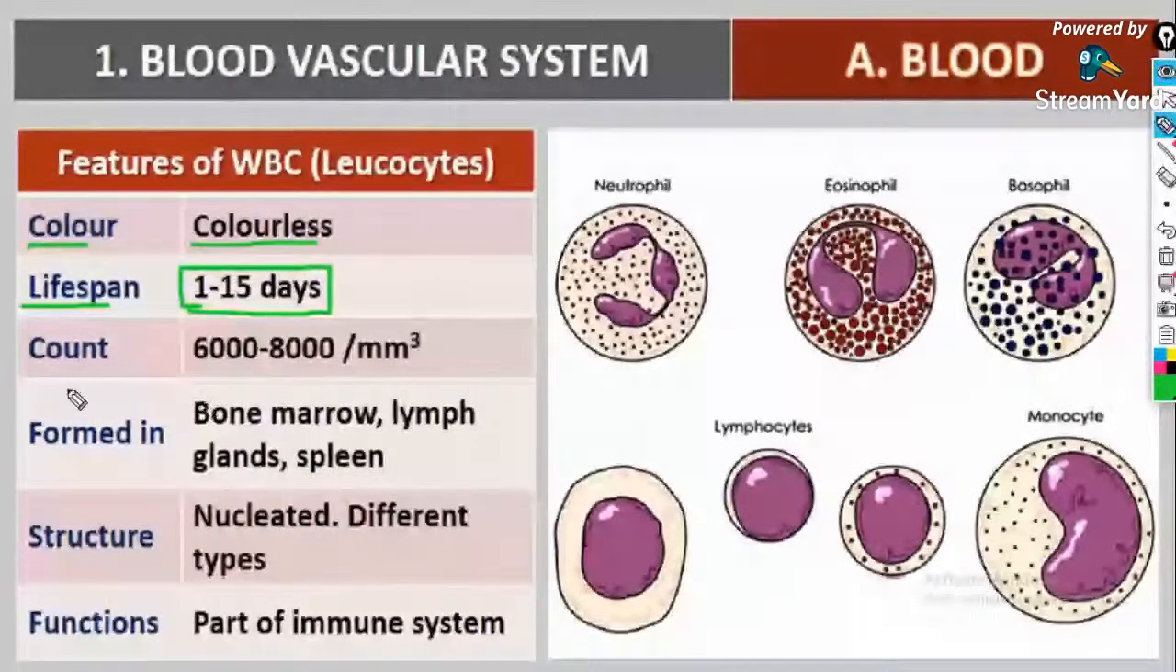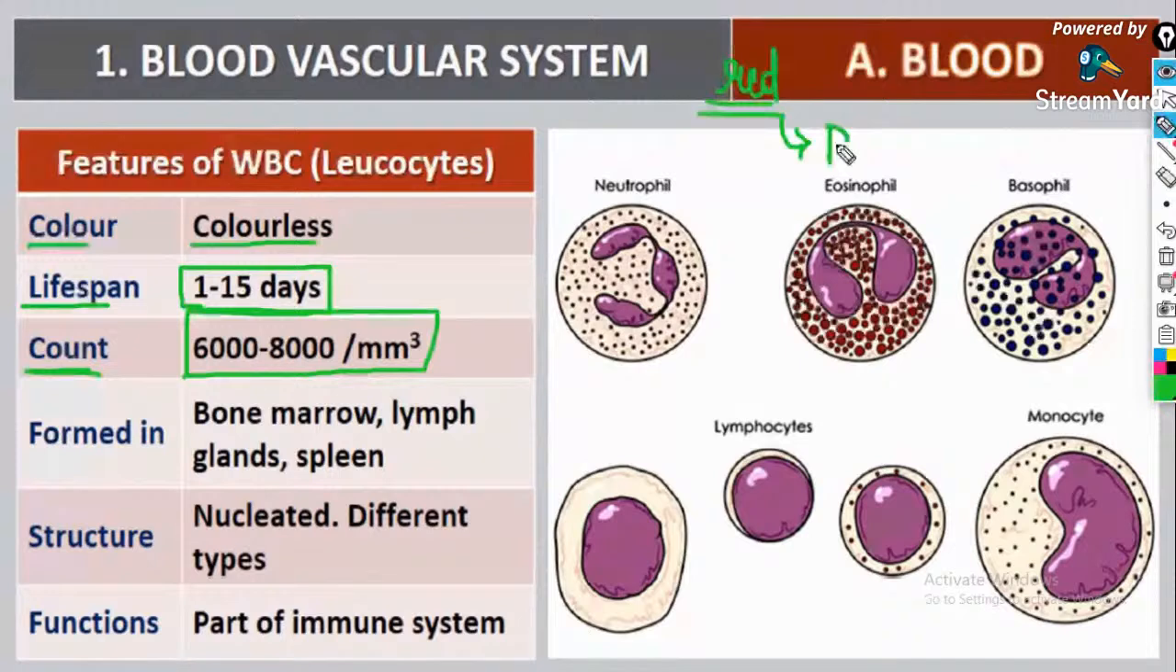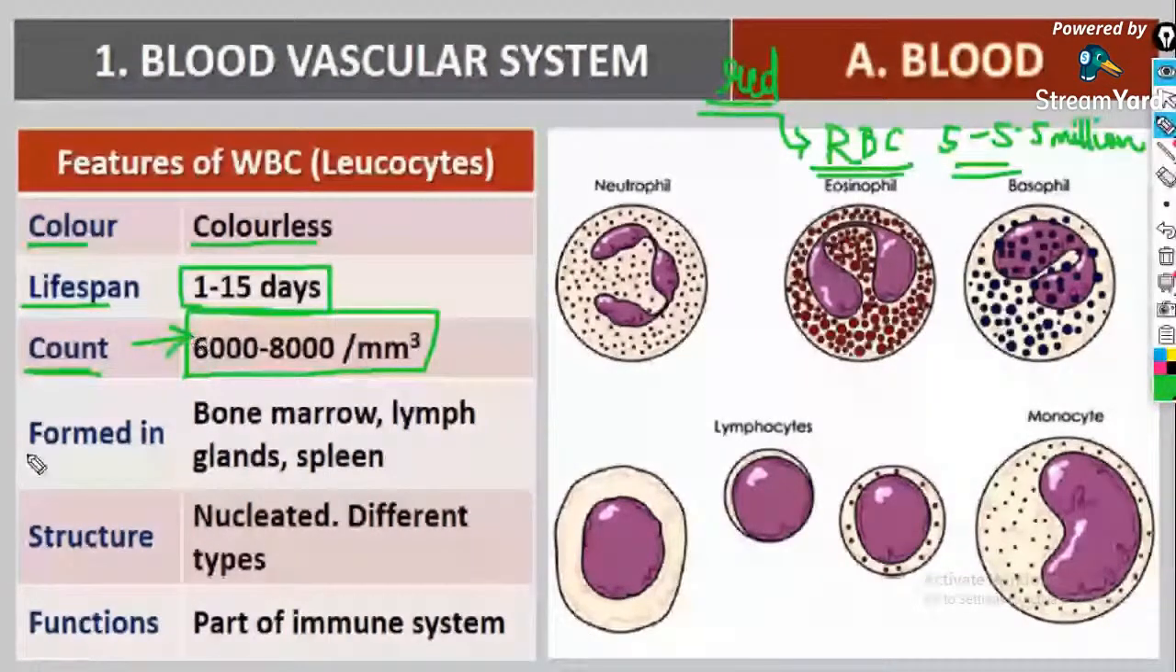Per millimeter cube of blood, here the count is 6,000 to 8,000. RBC is the most. That is why our blood is red in color, due to the presence of a greater number of red blood cells. It is not 5 to 5.5 thousand, it is 5 to 5.5 million, whereas the count of WBC is just 6,000 to 8,000. The RBC was formed in the red bone marrow. Here the WBC can be produced in the bone marrow, lymph glands, or the spleen. The structure is, they have a well-defined nucleus.